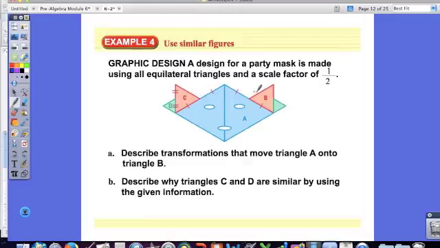So let's look at it again now. C and D. Okay, so this is 1/2 of this, and they're all equilateral triangles, which means if this is half of this, then these are all going to be marked like that. So they're all going to be congruent. They're all going to be the same side. All the sides are congruent.